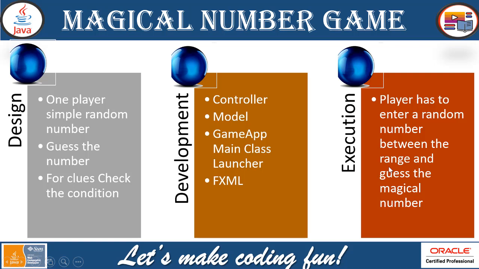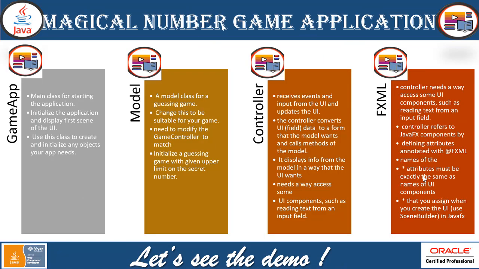Next we'll see the execution, where the player has to enter a number within the range and guess the magical number. It's a very simple game with nothing fancy, just a text box for the user to enter the number, and the compiler will have a label to display the message and alert boxes. Now when it comes to the development, as I mentioned, we have 4 components here.